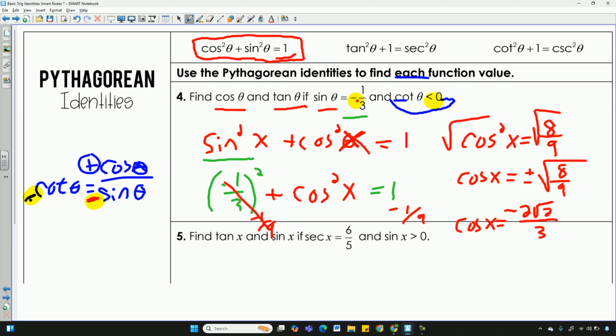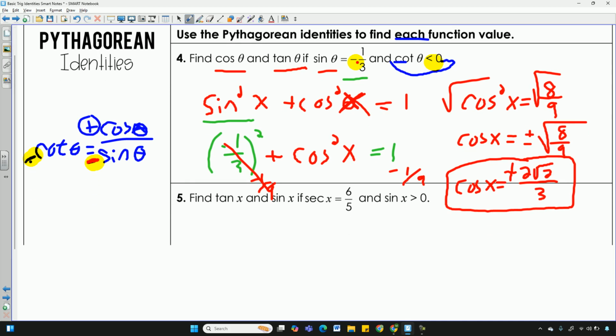So I'm going to take the positive version of this instead of the negative. So I'm tossing this negative and keeping that. So we've figured out half of our problem, and now we need to figure out tangent. And since we have sine and cosine, we can just figure out tangent by dividing those. So if we have sine, which is negative 1/3, and cosine, which is 2 root 2 over 3, we could say that that's equal to tangent of theta, because sine over cosine is tangent of theta, and I'm going to go over this way.